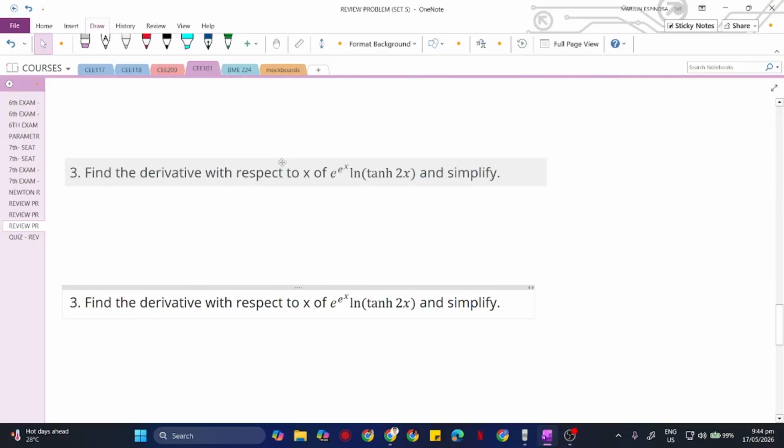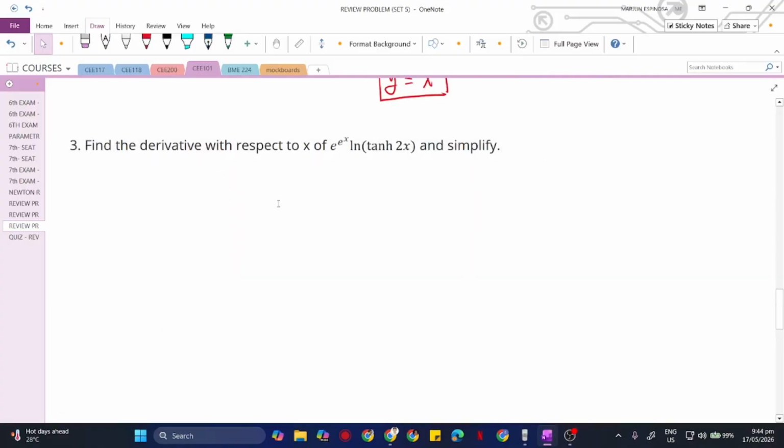For our next problem, we have here: find the derivative with respect to x of the given function, e raised to the power of e, which is raised to the power of x, multiplied by the ln of tanh 2x. Then simplify. Okay, so it appears to be a complex function, but it will be easy. The technique to solving this one will be very easy. We have e raised to the power of e to the power of x, times ln of tanh 2x.